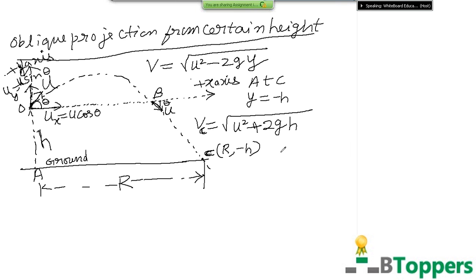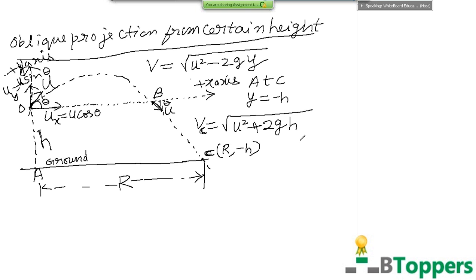That means, in general, if the body is projected with initial speed u from vertical height h above the level ground, the magnitude of velocity just before it strikes the ground will be root of u square plus 2gh, irrespective of the angle of projection. So whatever may be the direction of projection, whenever the body is projected with initial speed u from vertical height h above the level ground, it strikes the ground with velocity of magnitude root of u square plus 2gh.